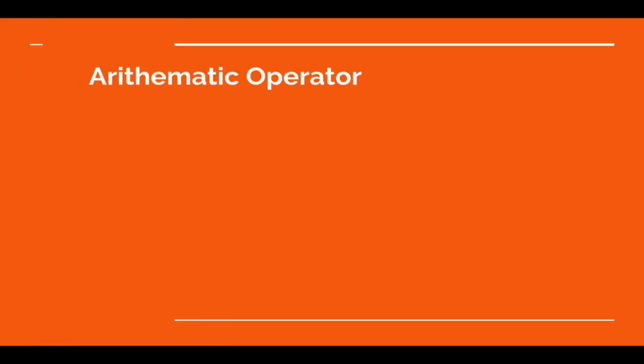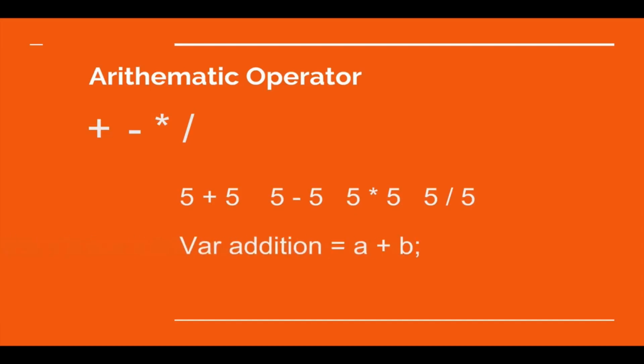So the common operators in any programming language, we have arithmetic operators. They are plus, minus, multiply, division. Now we can use them like 5 plus 5, 5 minus 5, 5 multiplied by 5, 5 divided by 5. And we can use them with variables as well.